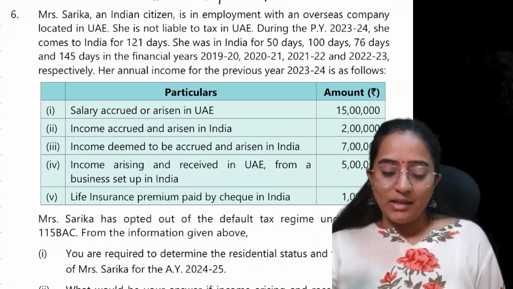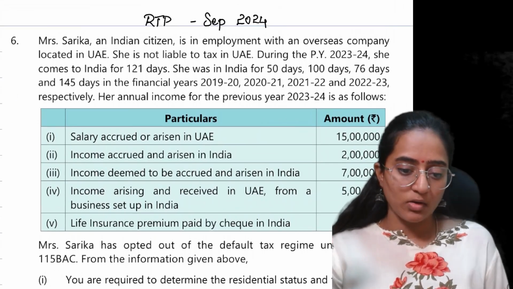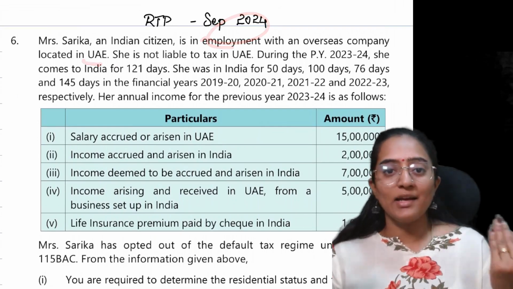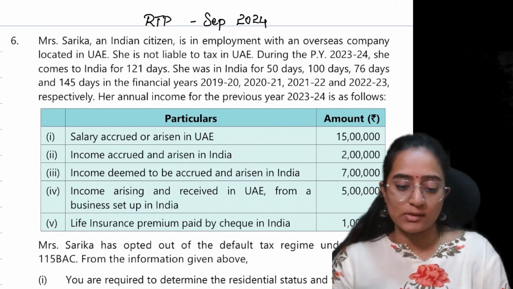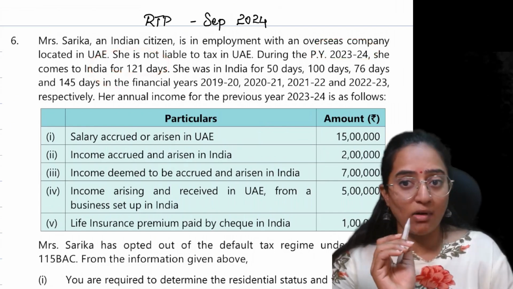Mrs. Sarika, an Indian citizen, is in employment with an overseas company located in UAE, outside India. She's not liable to pay tax in UAE; she's not paying any tax over there. During the PY 23-24, she comes to India for 121 days.